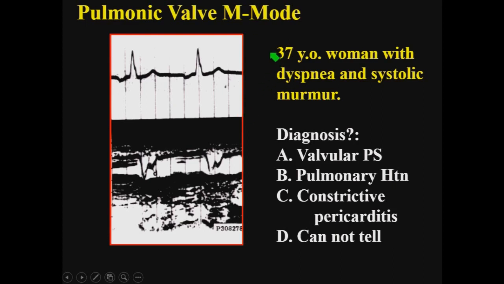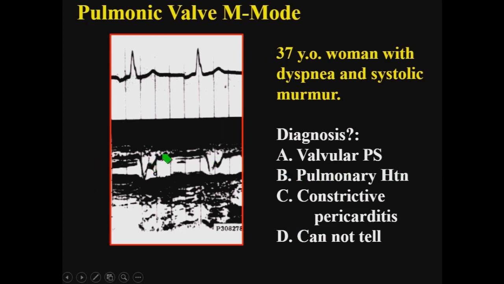Here is a 37-year-old woman with dyspnea and systolic murmur. What is the diagnosis? Again, I don't want to take you through the torture of this, but let me just show you what the patient has. This patient has severe pulmonary hypertension. The correct answer is B.